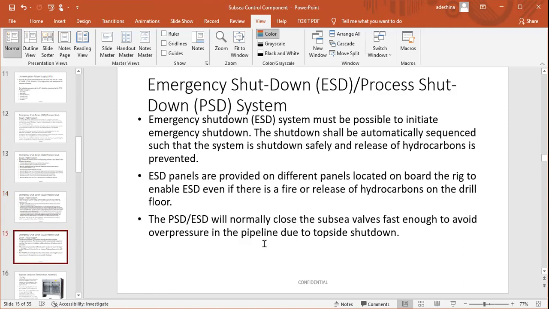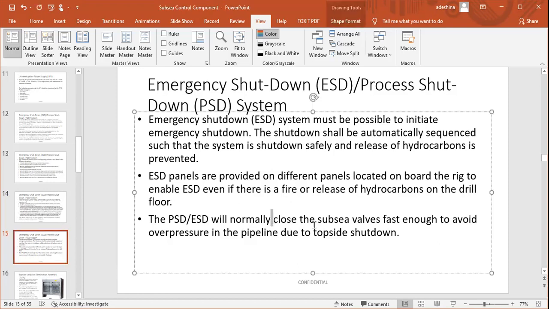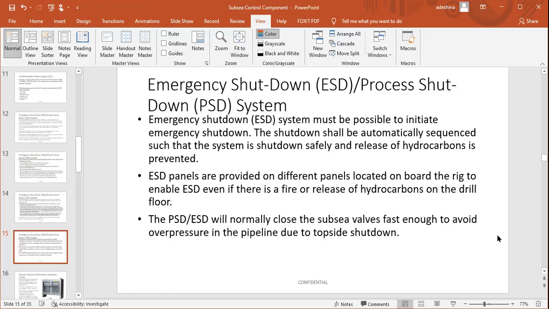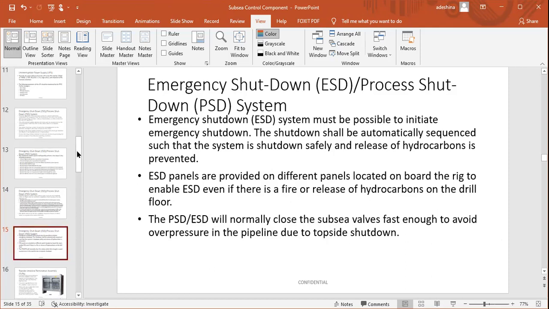So lastly, on the emergency shutdown and process shutdown, this emergency shutdown system must be possible to activate. Okay, and this shutdown shall be automatically sequenced such that the system is shut down safely and will cut the release of hydrocarbon to the environment. So we have what we call the ESD panel that is provided at different panels located on board the rig to enable us to carry out ESD operation in a case whereby we have fire or release of hydrocarbon on the rig floor. All right, and our PSD or ESD usually close the valve. So don't forget that, close the valve fast enough to avoid overpressurization of our line, okay? Due to topside shutdown. So that's the element for that.